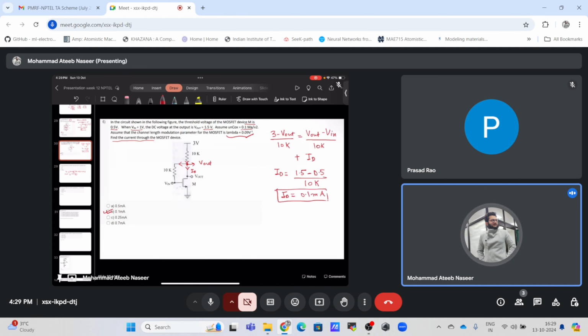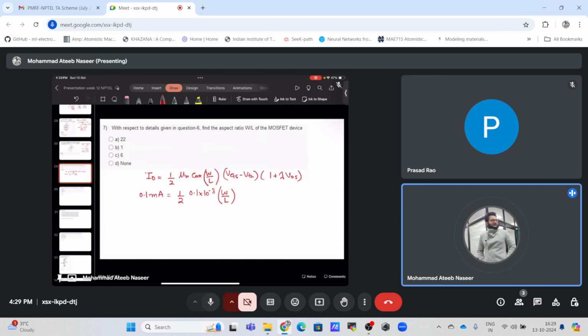VGS minus VTH is 1.1 minus 0.5, so it is 0.5. So it's actually the whole square, 0.5 whole square, and this is 1 plus lambda, which is 0.09, times VDS. VDS is 1.5.